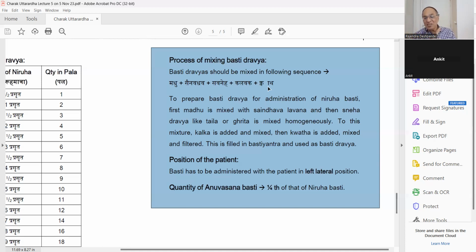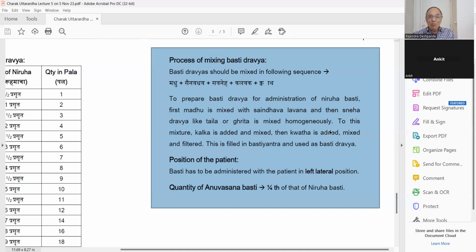So you have definitely understood the sequence and procedure of making the Niruha Basti. Am I right? Okay. To prepare the Basti Dravya for the administration of Niruha Basti, first Madhu, honey, is mixed with Saindhava Lavana, and then Sneha Dravya like sesame oil, taila, or ghrita, cow's ghee or medicated ghee, tiktaka ghrita, kalyanaka ghrita, etc., mixed homogeneously.